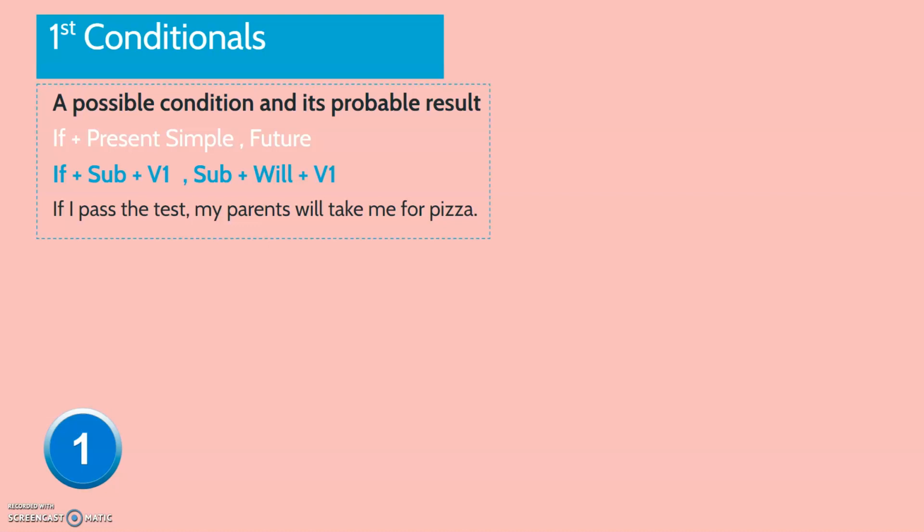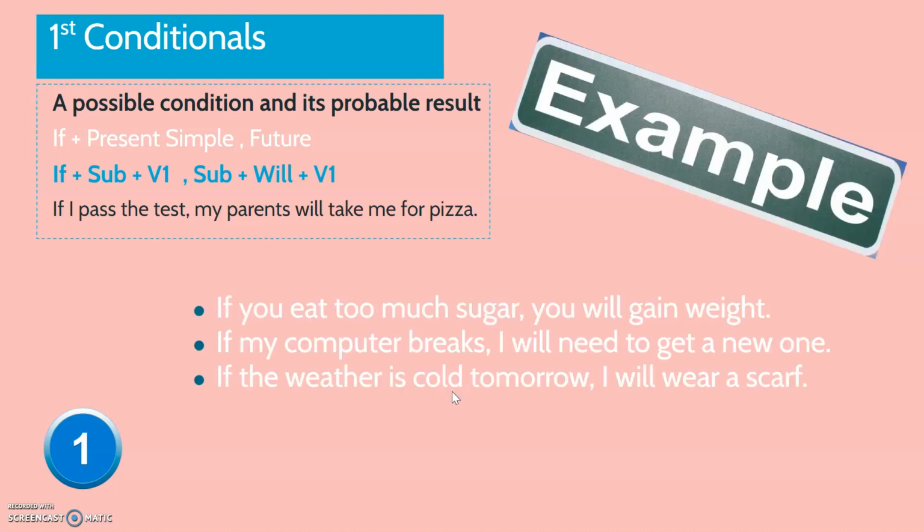And you see there, in the first half of the sentence, we use if plus the present simple, if I pass the test. And then in the second half, we use the future. My parents will take me for pizza. And here are a few more examples. If you eat too much sugar, you will gain weight. If my computer breaks, I will need to get a new one. If the weather is cold tomorrow, I will wear a scarf.